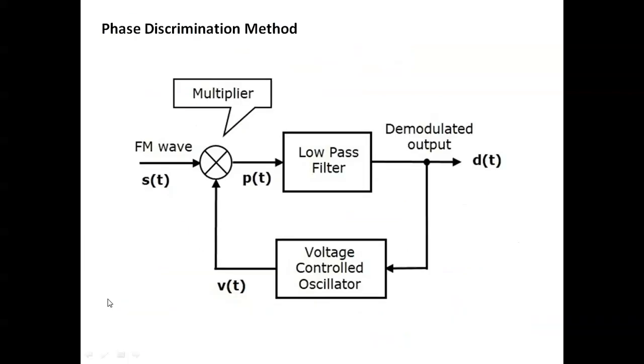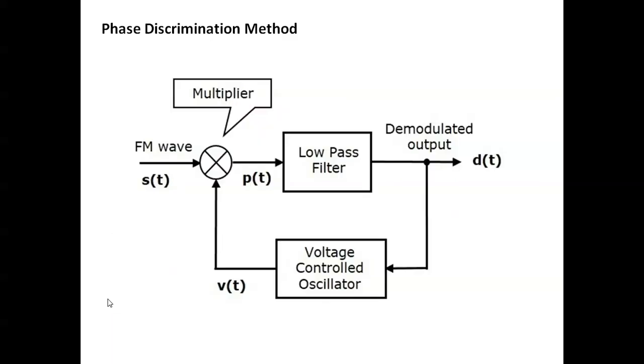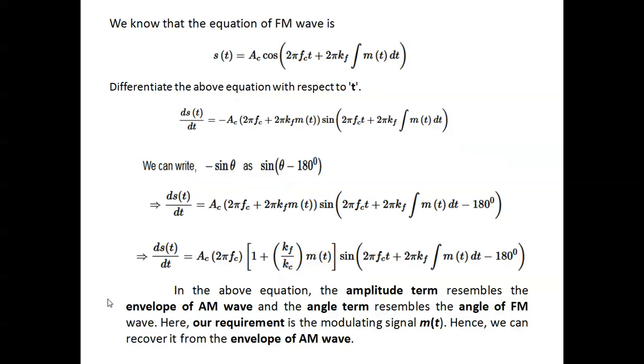So this is the equation. And then the phase discrimination method. For the phase discrimination method, here we have the diagram: FM wave, multiplier, low pass filter, voltage control oscillator, and demodulated output. So the FM wave s(t) is given to the input, then the multiplier. We will see the phase discrimination method in the next video. We will complete the previous one first.